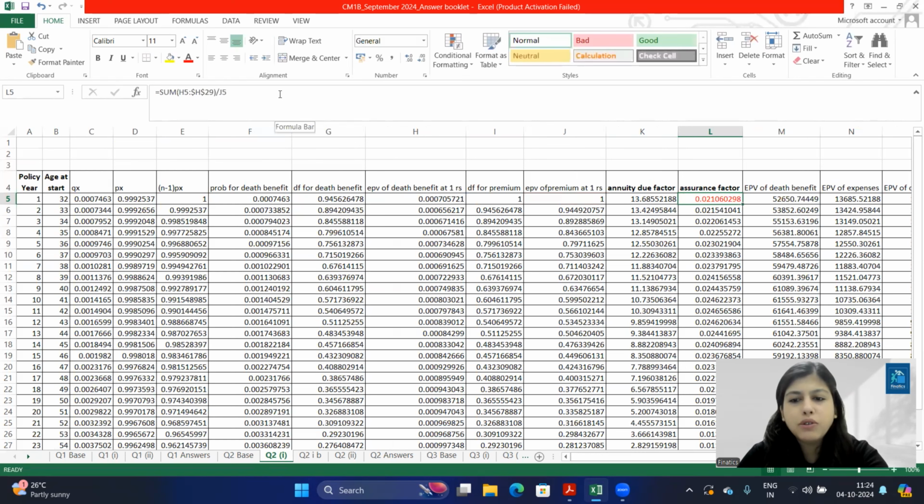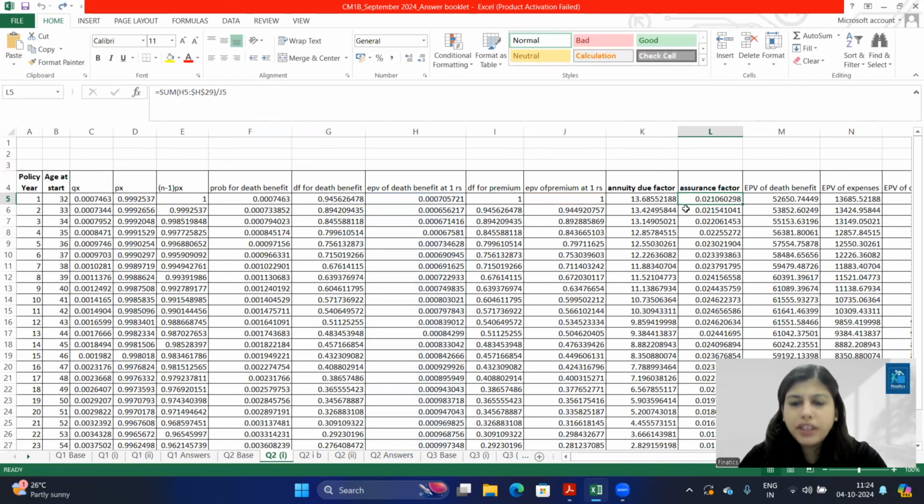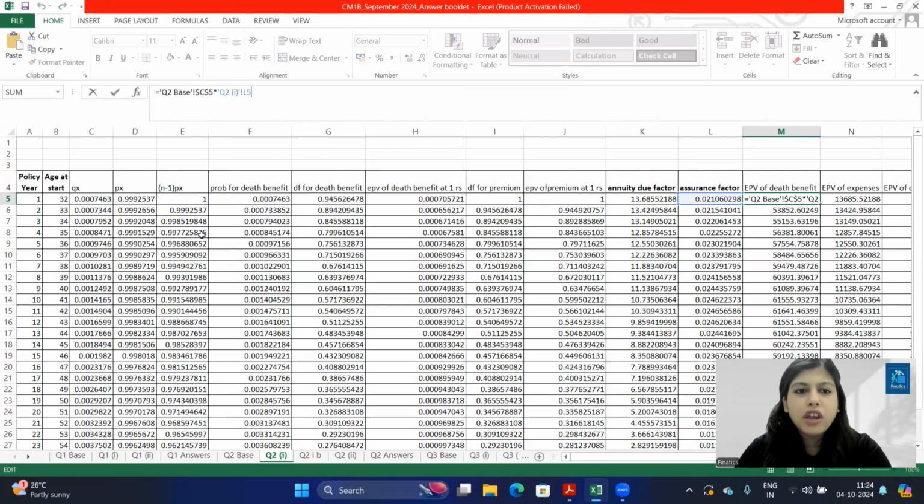Assurance factor is also the same thing with dividing by the EPV of the premium or the annuity due factor. Okay. Once you get this assurance factor, your EPV of death benefit is nothing but whatever is your sum assured into the assurance factor.